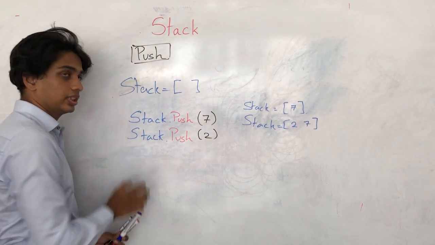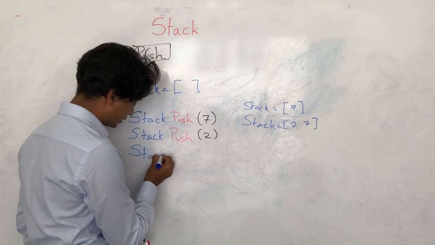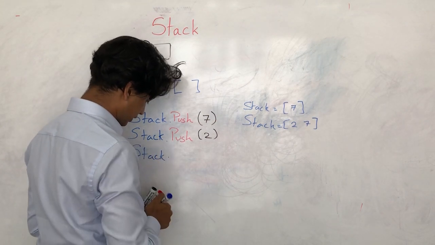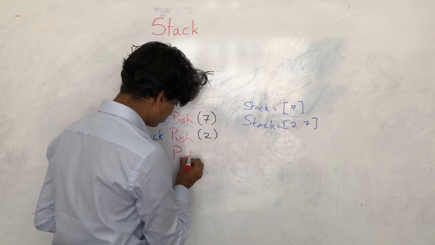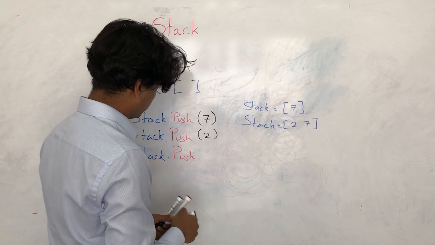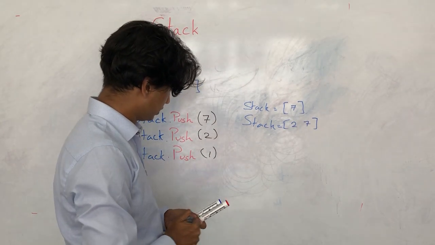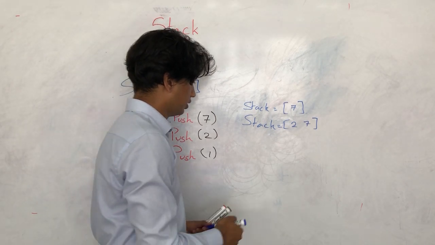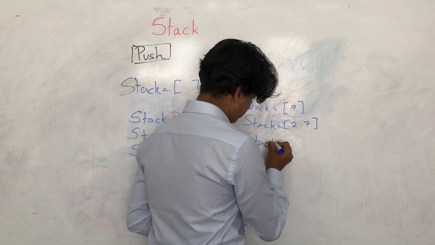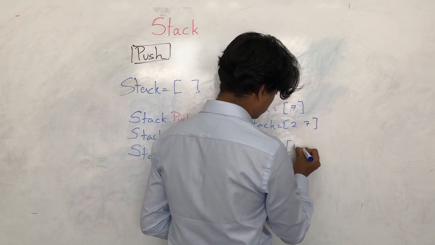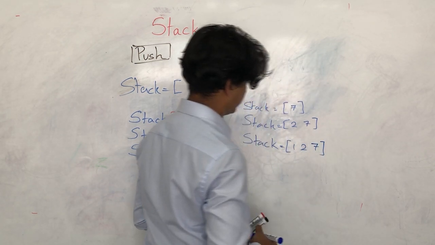And finally I am going to add another element to this stack. So I am going to use the same code here, stack dot push. This time I am going to insert the value number 1. So if we look at our stack now, we would have a stack with 3 elements, which will be 1, 2 and 7.